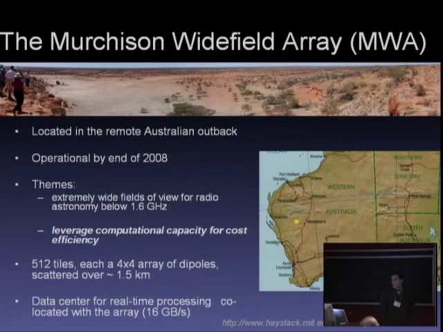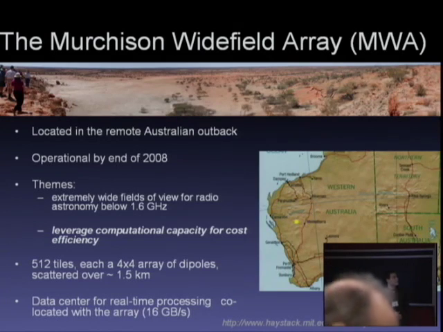The MWA project is a collaborative effort amongst a number of universities and organizations, and it calls for construction of two synthesis radio telescopes in the Australian outback in the Murchison Shire, a very remote location pictured here and shown on the map. I think the plan is to have both of these instruments operational by the end of 2008.